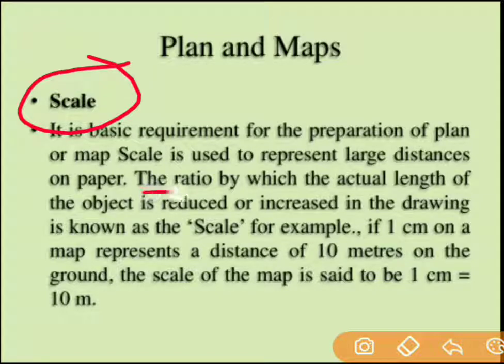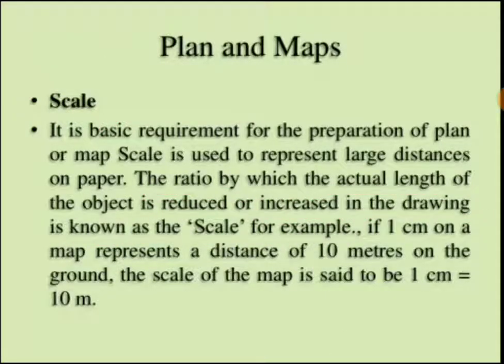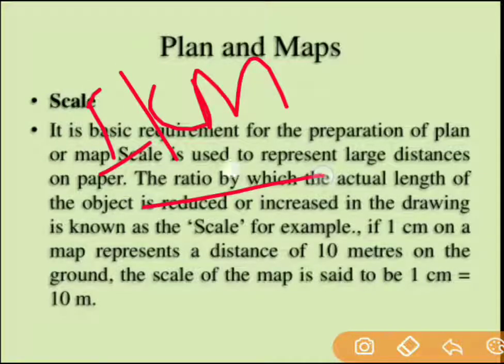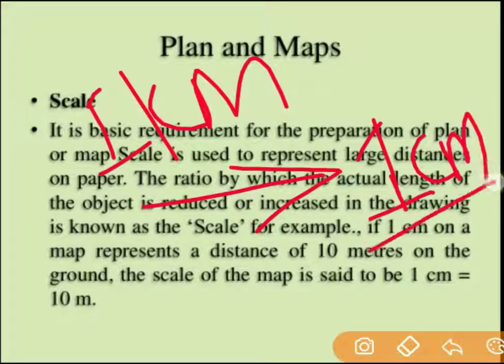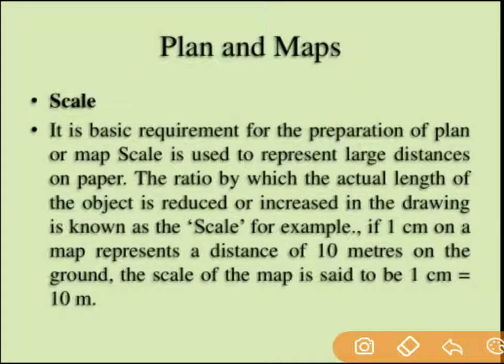So here the ratio by which the actual length of the object is reduced or increased in the drawing is known as the scale, right? Clear. See, 1 kilometer is there, so we are showing on the paper maybe with 1 centimeter, right? Clear. So here we are reducing. Actually 1 kilometer is there, but we are showing it as 1 centimeter, right? Clear. See the example.